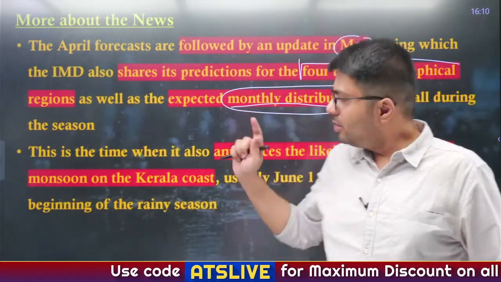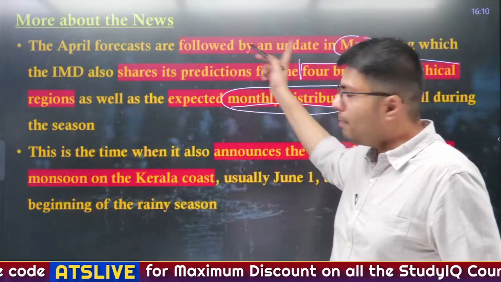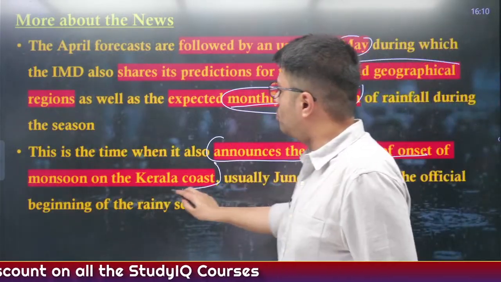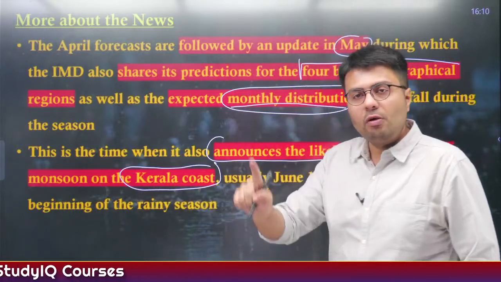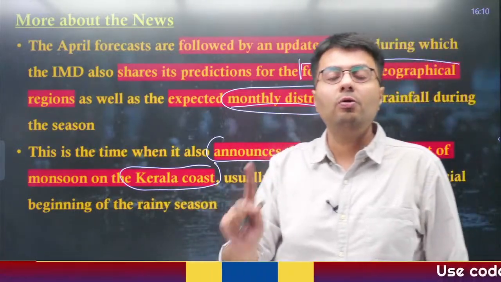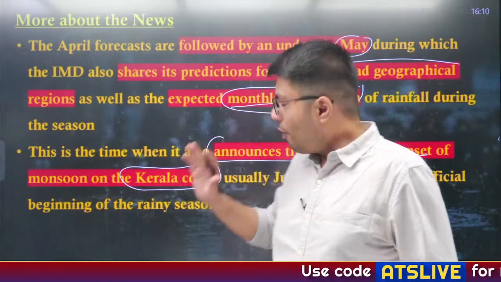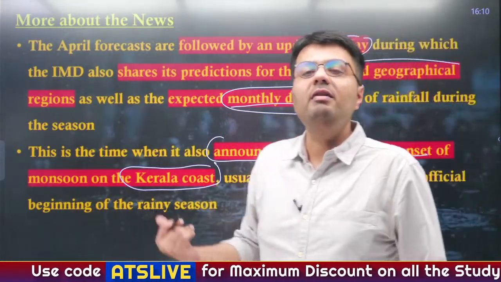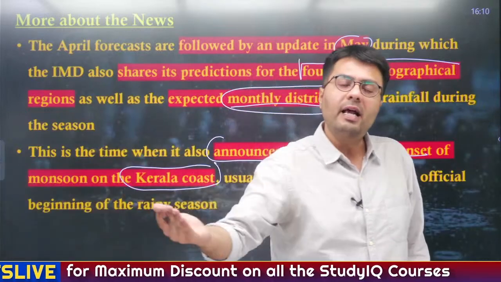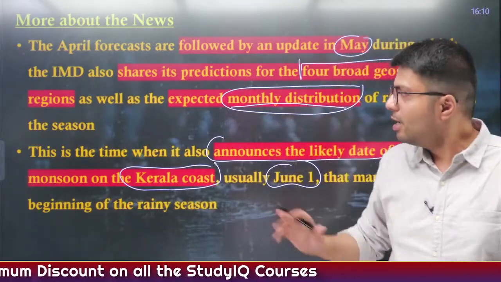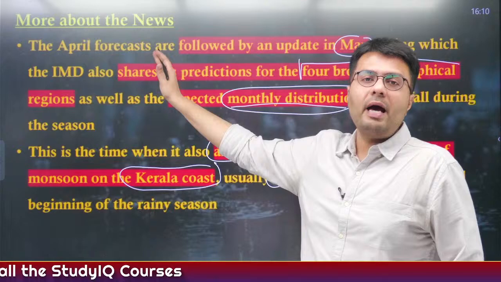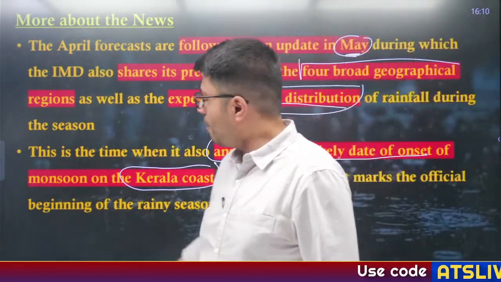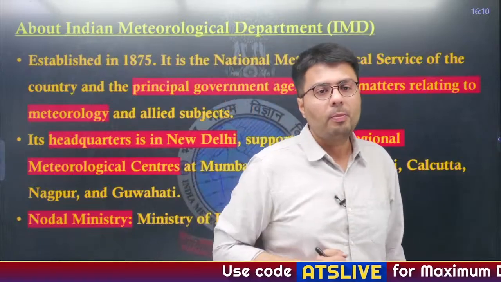Now this is also the time, that is in the month of May, when IMD also announces the likely date of onset of monsoon, and when the monsoon arrives at the coast of Kerala, this is known as the onset of the monsoon season in India. Officially this date is June 1st, but it varies every year. Sometimes it can get delayed after June 1st, sometimes it can happen before June 1 also, right? So this actual date will be announced by IMD in its forecast in the month of May. So this is an important development from our news cycle perspective and also from our exams perspective.